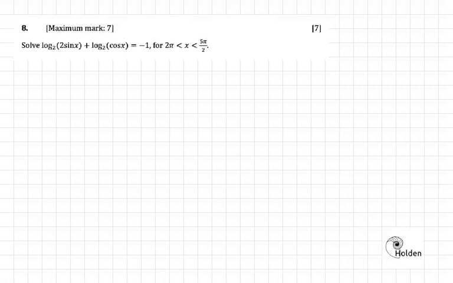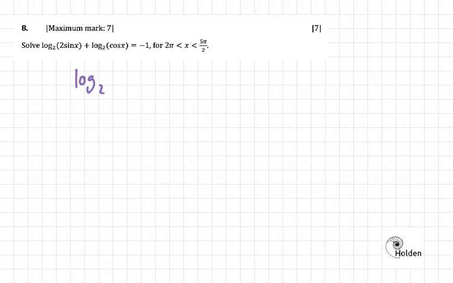Question 8, maximum mark 7. Solve log to base 2 of 2 sine x plus log to base 2 of cos x equals 1 for the domain 2 pi to 5 pi by 2. Okay, so first thing we need to notice is that both of them are log to the base 2.